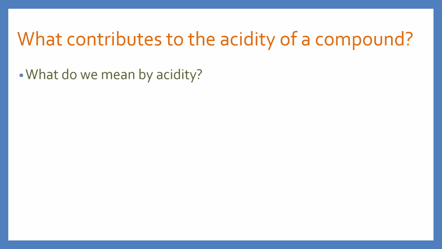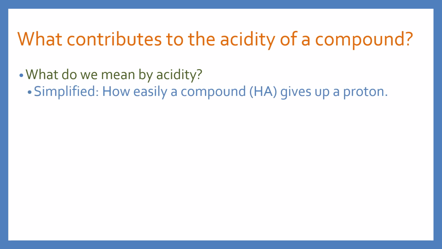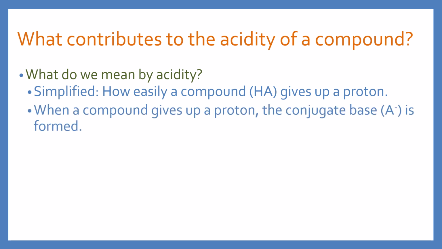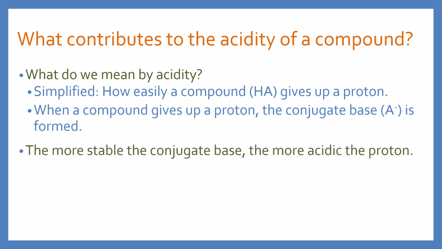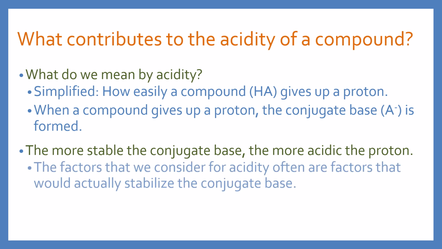So, what do we mean by acidity? Simplified, we're talking about how easily a compound, we're going to use HA as our generic acid, gives up a proton. When a compound gives up a proton, the conjugate base A- is formed. The more stable the conjugate base, the more acidic the proton.